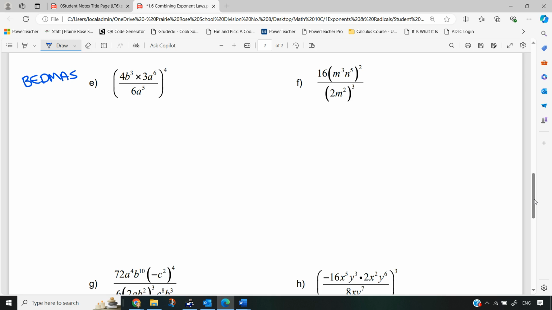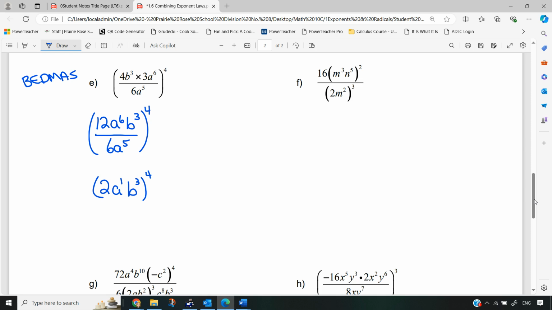Let's start by simplifying in the brackets first. So 4 times 3 is 12. And then we have a to the 6th and b cubed. So typically we're going to write these in algebraic order, which is alphabetic order. And then we have 6a to the 5th, and all of that is being put to the exponent of 4. Now we can simplify further. 12 divided by 6 is 2. a to the 6th divided by a to the 5th is a to the 1, and b cubed. Now you don't have to write the 1 there, but I find it's helpful, especially when we're bringing in exponents.